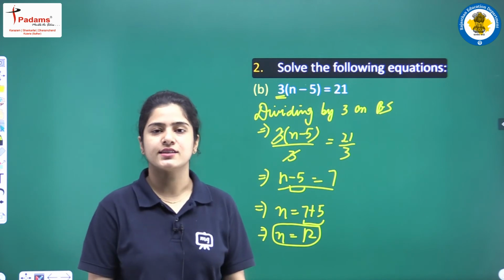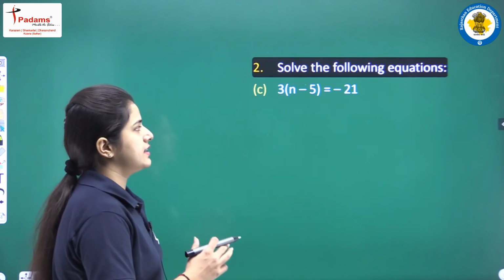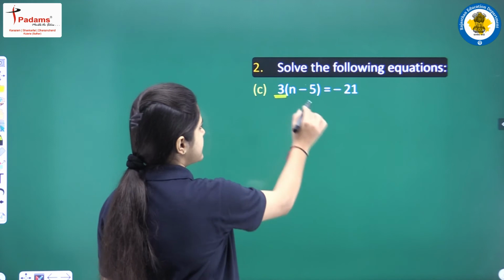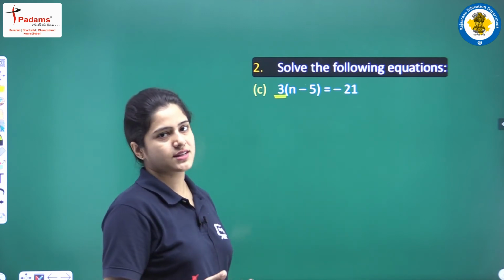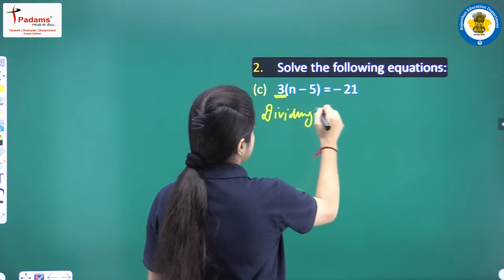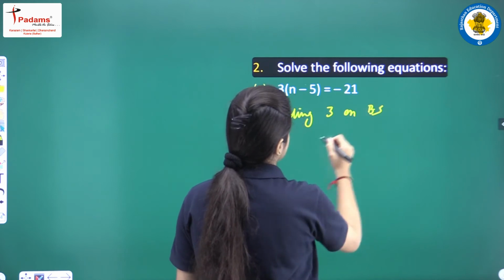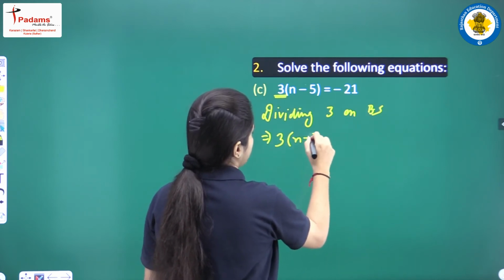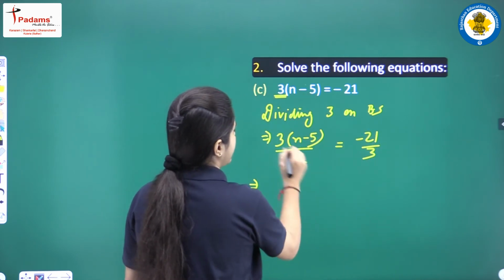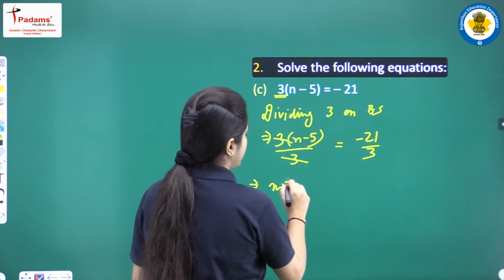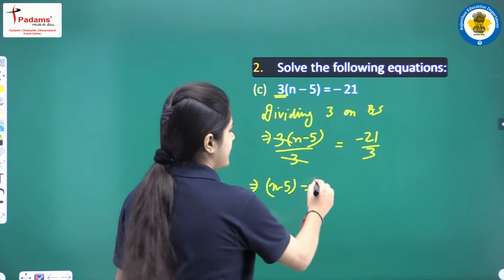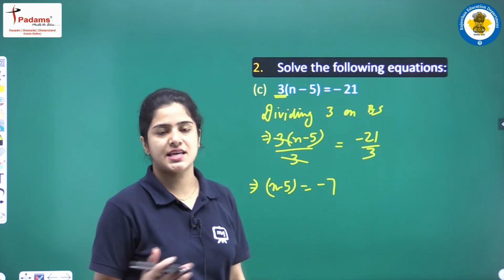Having a look at another question, 3(n minus 5) is equal to minus 21. Now you have to divide by this 3 on both sides, similar to what we have discussed in the previous two questions. So dividing 3 on both sides, 3(n minus 5) upon 3 is equal to minus 21 upon 3, right? 3 and 3 will cancel out each other. n minus 5 is equal to minus 21 upon 3, which is minus 7.